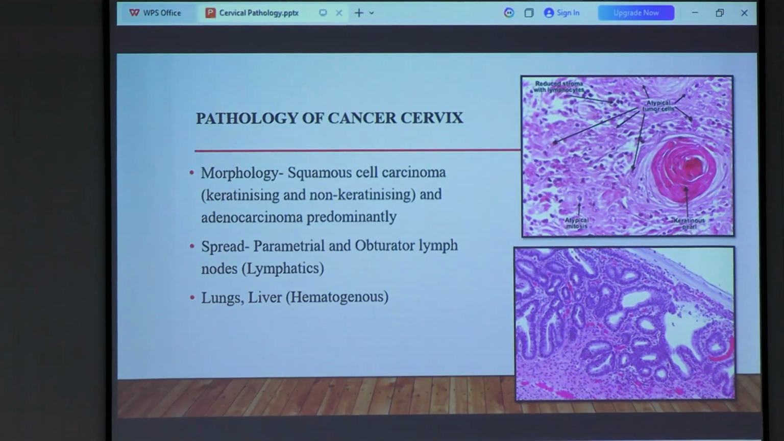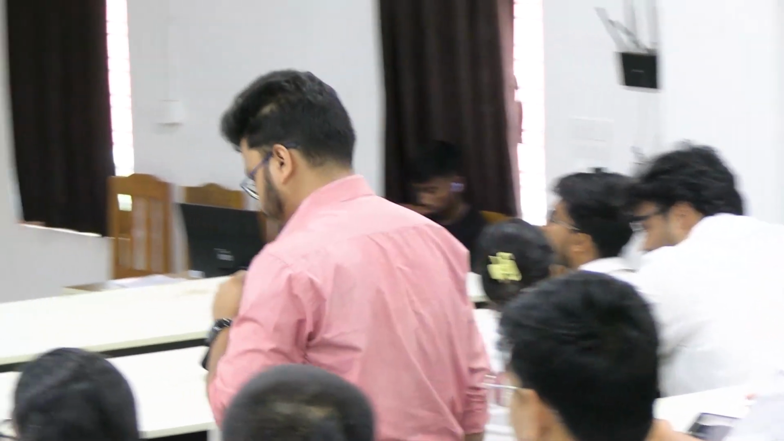In which organ have you read neuroendocrine carcinoma? Commonly, lungs, you forgot? Small cell carcinoma, small cell neuroendocrine carcinoma, large cell neuroendocrine carcinoma. So it is very common in lung also.